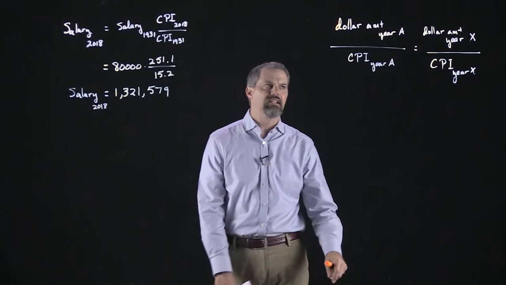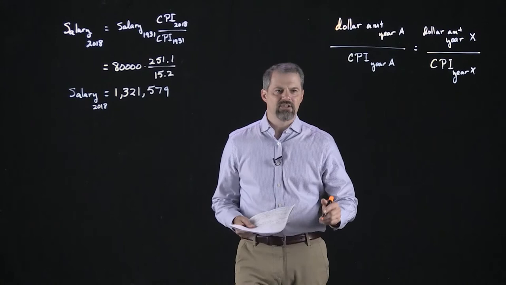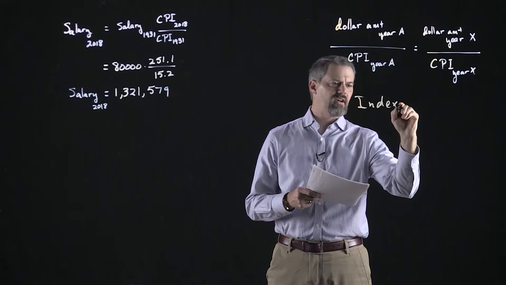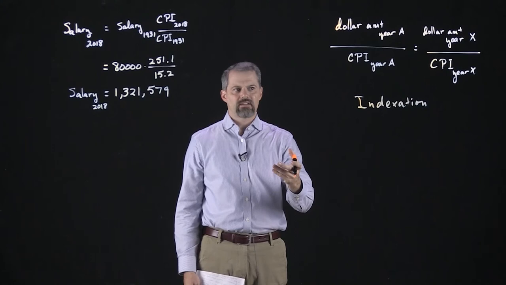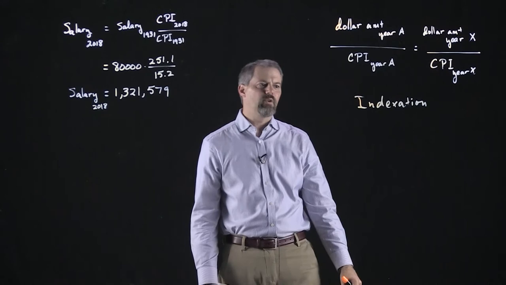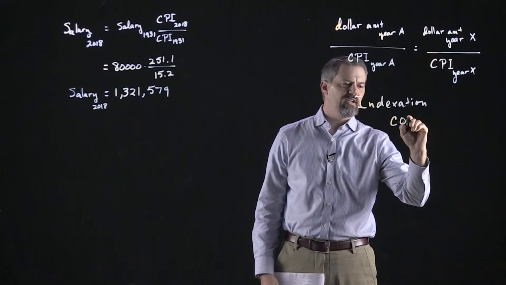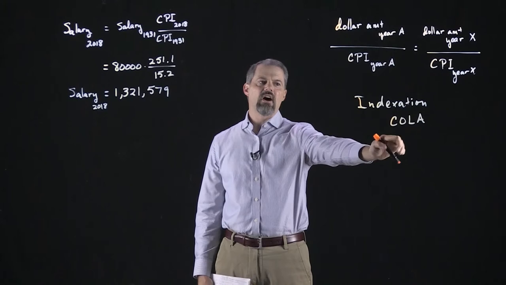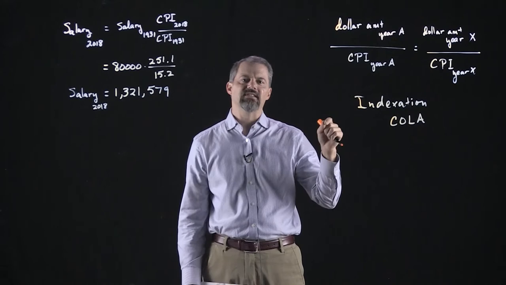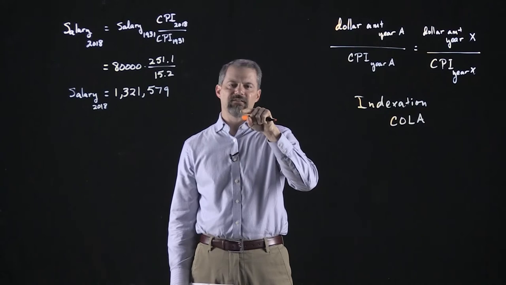Let's talk about indexation. I alluded to this a little bit ago, but let's talk about it more. If a dollar amount is automatically adjusted for inflation, either by law or by contract, then we say that dollar amount is indexed. Examples of this would be cost of living adjustments, which we typically abbreviate COLA. A cost of living adjustment is sometimes built into a contract. You might negotiate for a salary that has an automatic cost of living adjustment. If that adjustment is tied to the CPI, then whatever the CPI tells us is the inflation from one year to the next, your salary would be automatically increased by that amount.